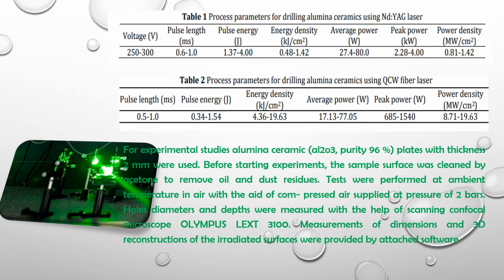For experimental studies, alumina ceramic plates with thickness 2 mm were used. Before starting experiments, the sample surface was cleaned by acetone to remove oil and dust. Tests were performed at ambient temperature in air with the aid of compressed air supplied at a pressure of 2 bar. Hole diameters and depths were measured with the help of a scanning confocal microscope, Olympus LEXT 3100. Measurements of dimensions and 3D reconstructions of irradiated surfaces were provided by attached software.